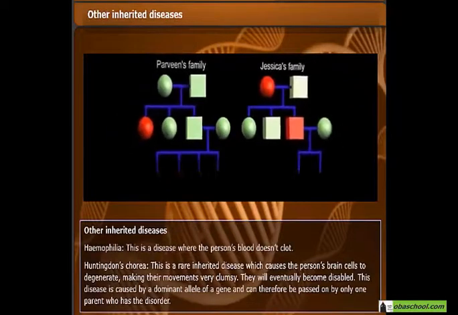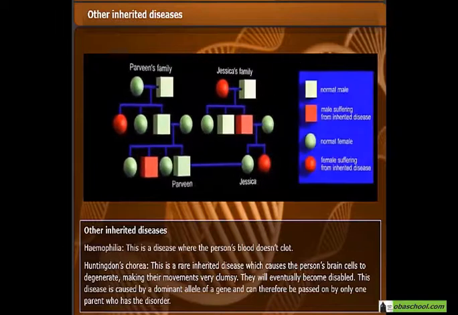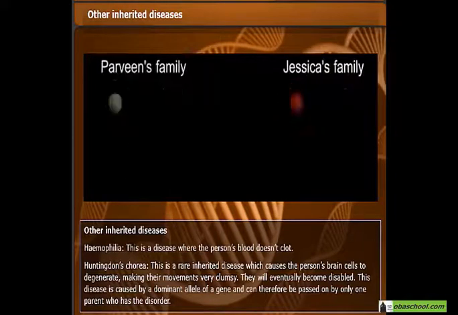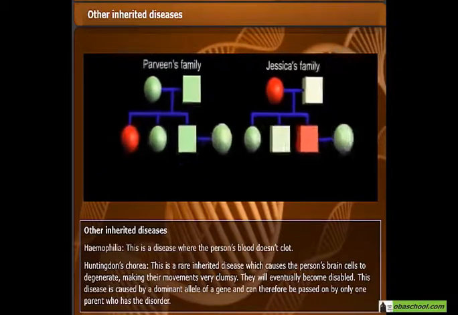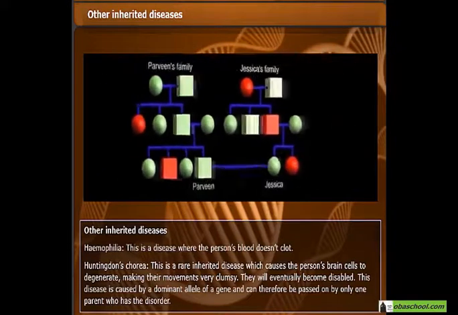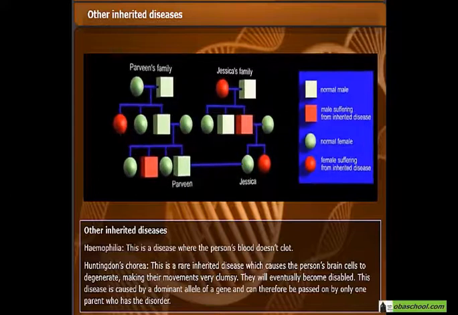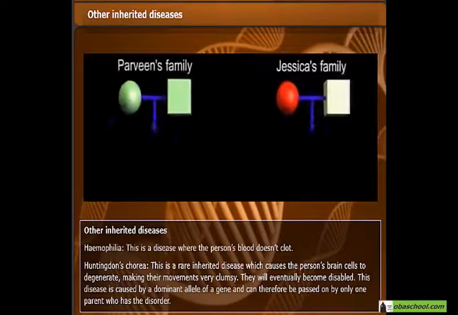Other inherited diseases. Haemophilia. This is a disease where the person's blood doesn't clot. Huntington's chorea. This is a rare inherited disease which causes the person's brain cells to degenerate, making their movements very clumsy. They will eventually become disabled. This disease is caused by a dominant allele of a gene and can therefore be passed on by only one parent who has the disorder.